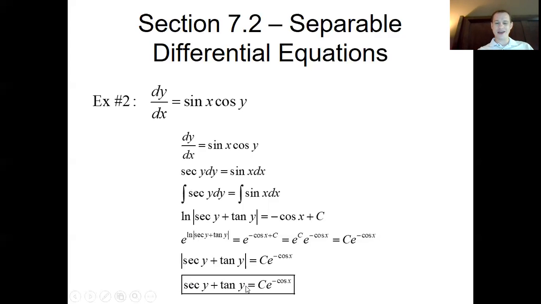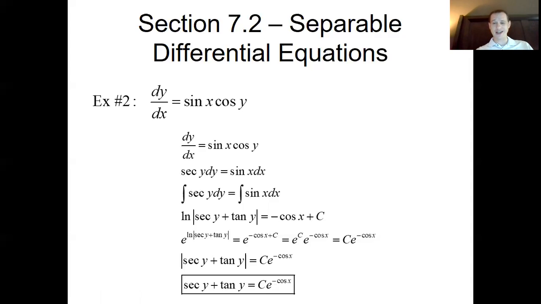So secant y plus tan y is some constant times e to the negative cosine of x. That is a solution, a relation that would solve this particular thing. I don't want to say function because I don't know what it looks like. Graphing that would be really complicated. I'm sure it's some kind of relation that fails the vertical line test or something like that.